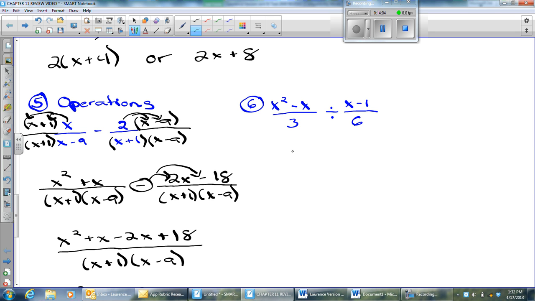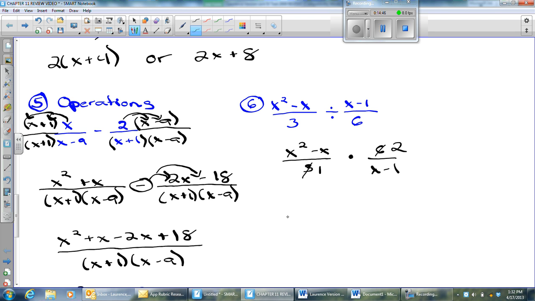Okay, now we're going to do a division problem. The first thing I'm going to do is flip the second fraction and change the division to multiplication. So I've got x squared minus x over 3 multiplied by 6 over x minus 1. Now, since this is a multiplication sign, we can simplify. So this will become a 1 and this will become a 2. Okay, because this is multiplying.